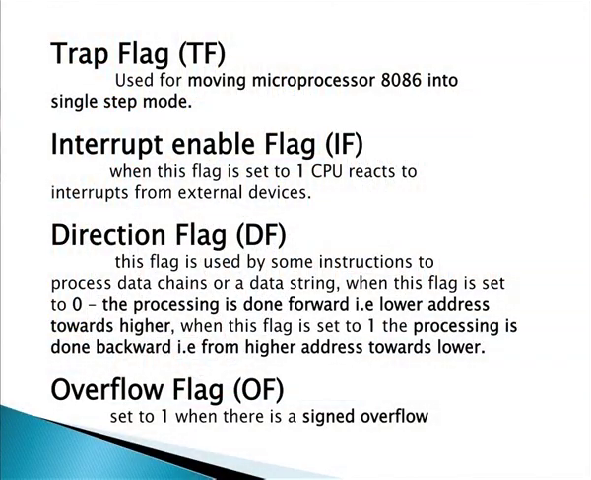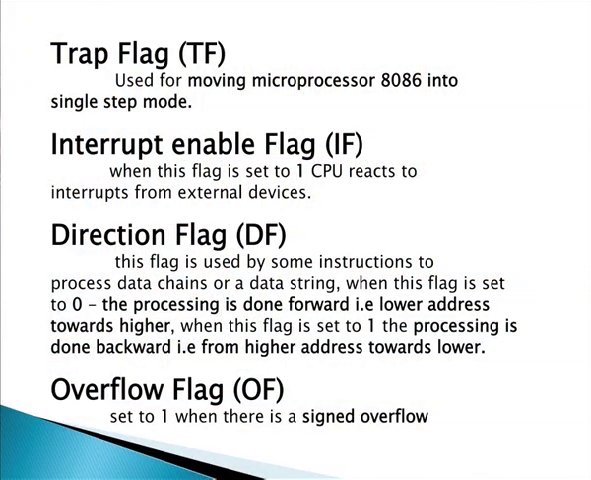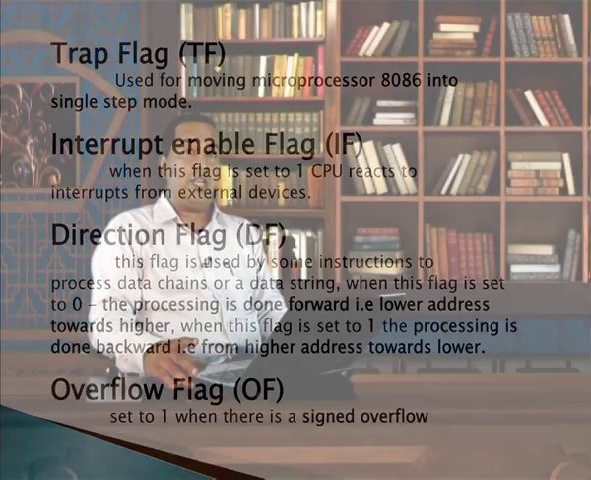Then next we come to interrupt enable flag. When this flag is set to 1, the microprocessor will provide the service to the interrupts from external devices, and if this flag is set to 0, the microprocessor will not entertain any interrupt externally. Actually, this trap flag and interrupt flag are part of the control flag register. That means the programmer or the user can set these flags as 1 or reset these flags to 0.